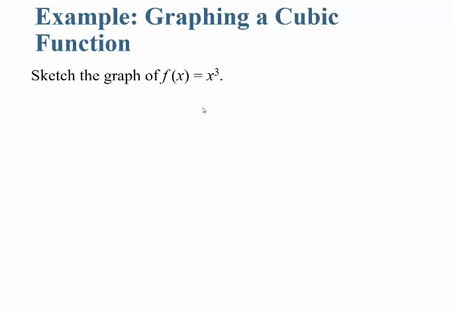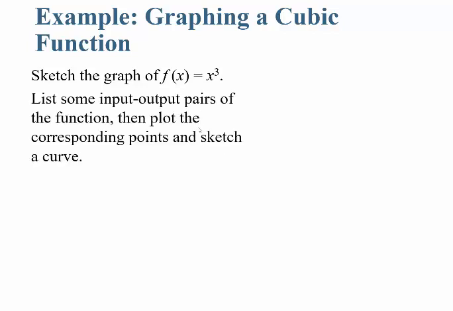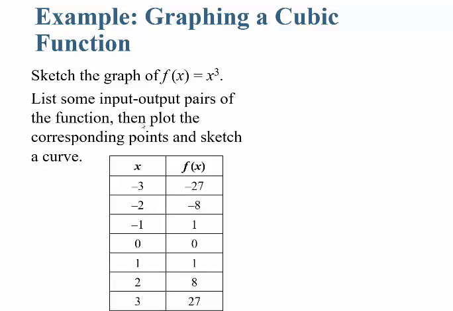f of x is equal to just x cubed. So let's list some input pairs of the function and then plot them correspondingly on the curve. So if you pick some x values like -3, -2, -1, 0, 1, 2, and 3, like -3 cubed is -3 times -3 times -3, which would get you -27, right? Because -3 times -3 is +9, but +9 times -3 gets you back to -27. So you can similarly see how you get all the corresponding values.